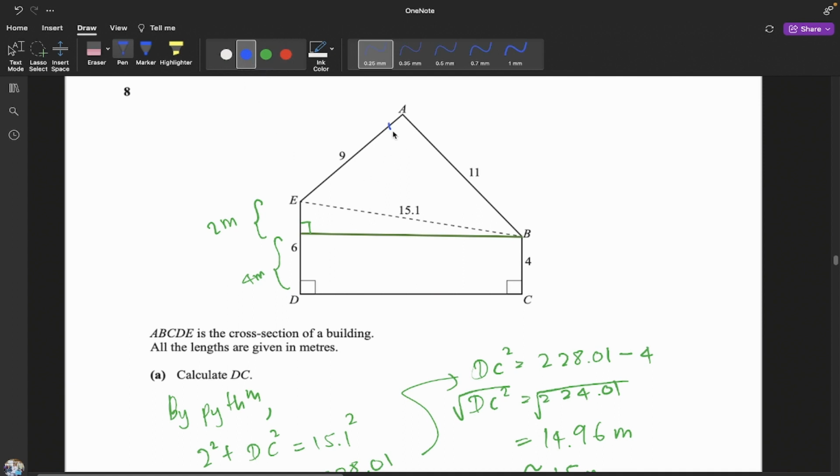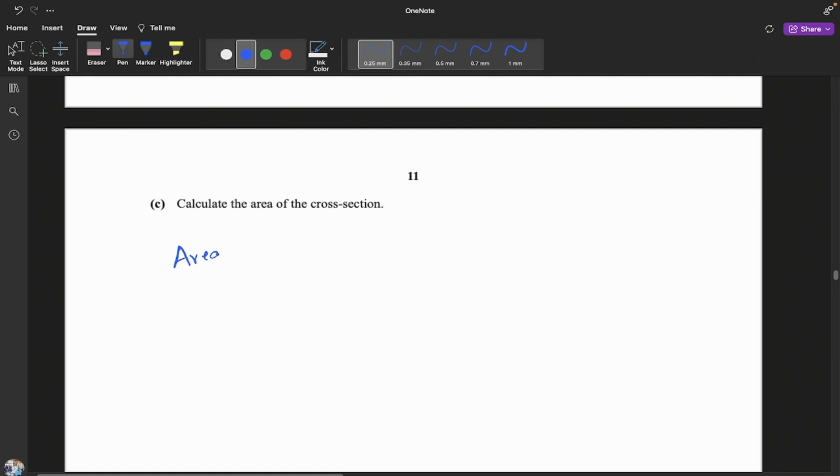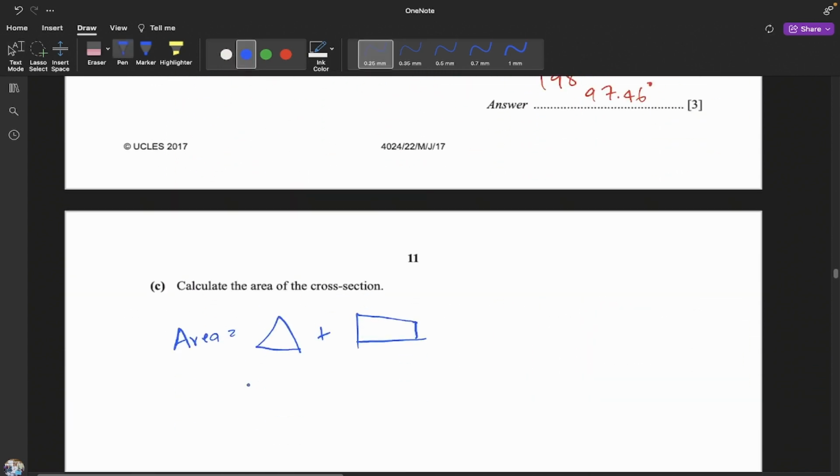Okay. This angle we found is 97.55. Now, to find the cross-sectional area, you need to have the area of the triangular part plus the trapezium part. Trapezium part is easy to find because all of the data are given, but the triangular part is a bit difficult. We need the perpendicular height as well as the base. We can do something like this.